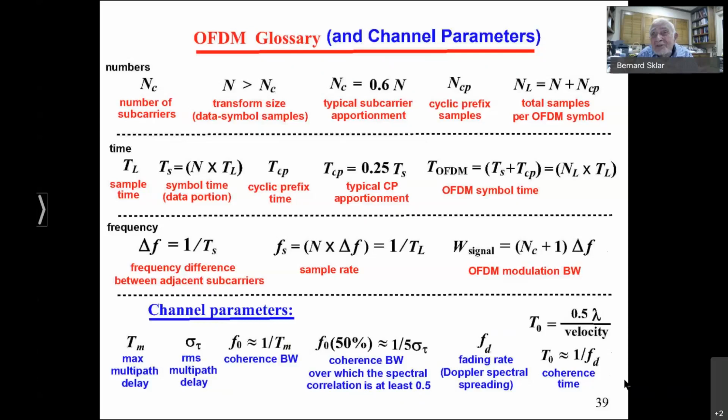Every one of these numbers had better comply. You'd better have a number for it. It had better either be given or fall out of the design. And of course, the channel parameters are what you're fighting, and that is related to what you're interested in. So I call this piece of paper a useful tool, a useful design tool.